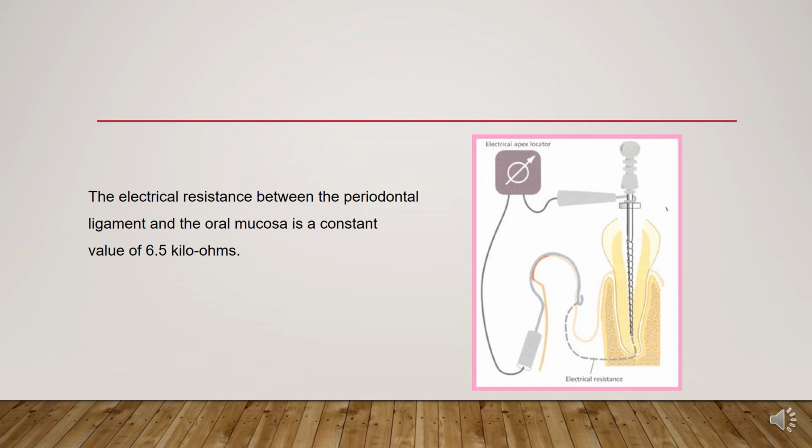So in his experiments, what he found out is that the resistance at the periapical area is similar to the resistance of the mucosa of the lip. So when the file touches the periapical area, then you can hear a beep. Okay, so this resistance between the periodontal ligament and the oral mucosa is a constant value of 6.5 kilo ohms. So based upon this finding, the apex locator has been developed.